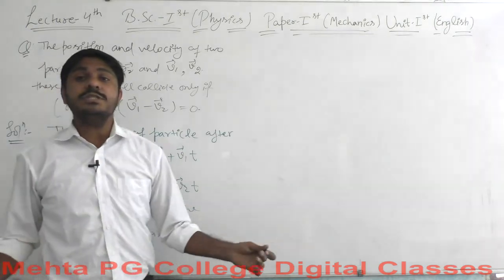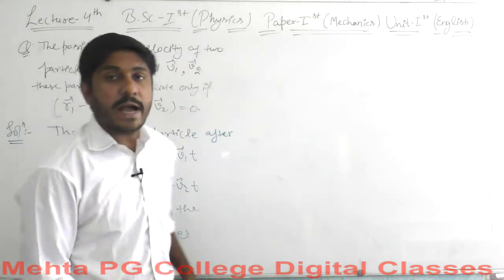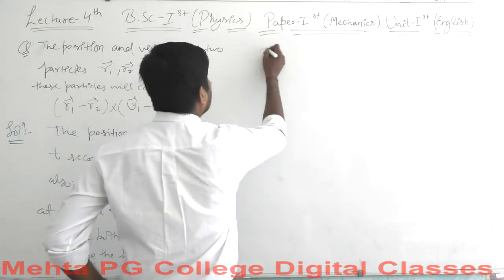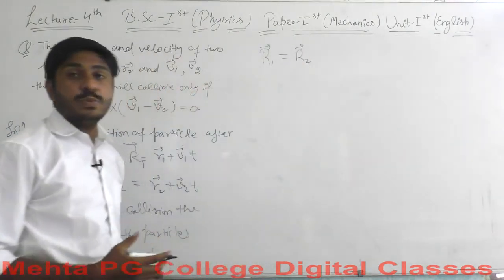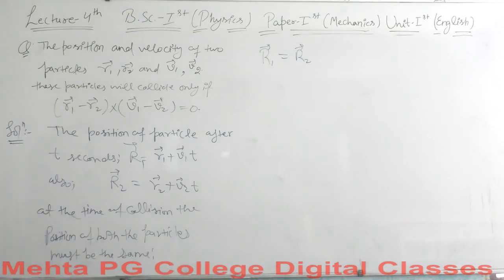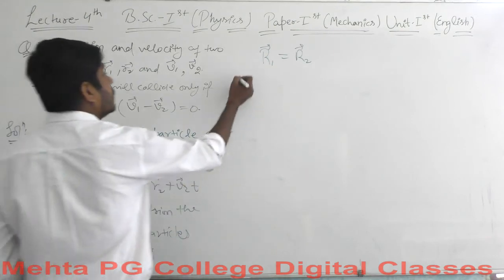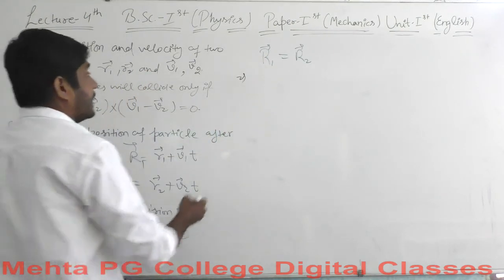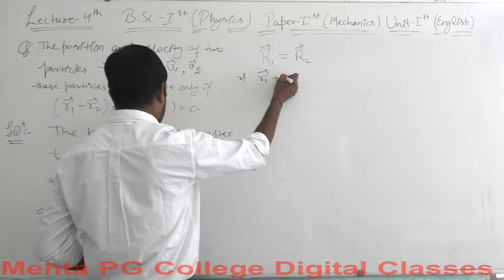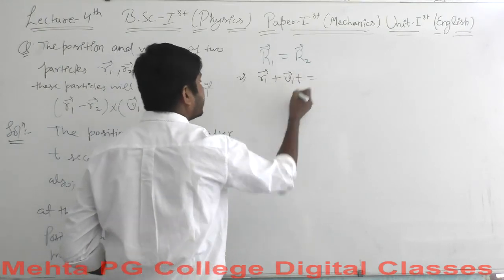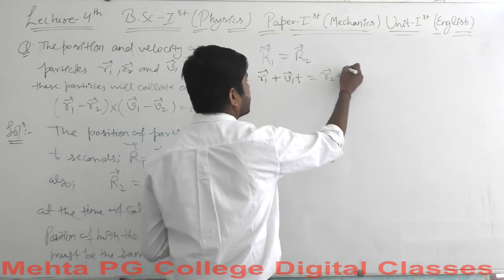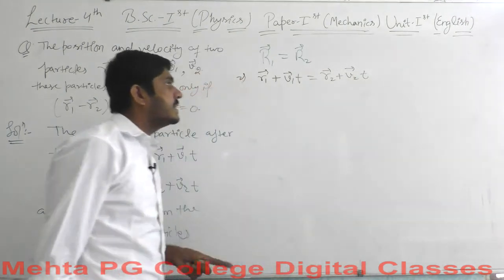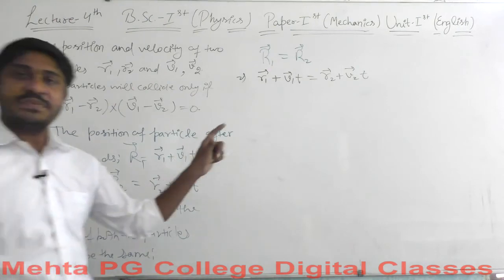Okay, so the positions must be the same, so that's why you can say that r1 vector must be equal to r2 vector. So you can write here that r1 vector plus v1 vector t must be equal to r2 vector plus v2 vector t. You remember something is coming here?